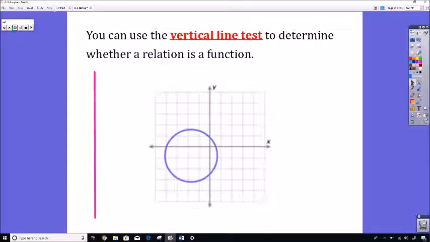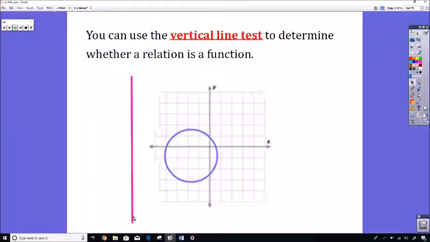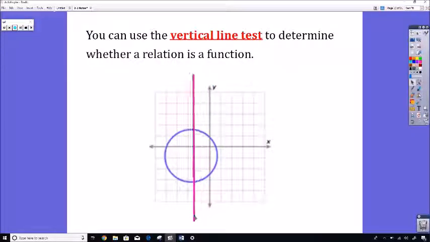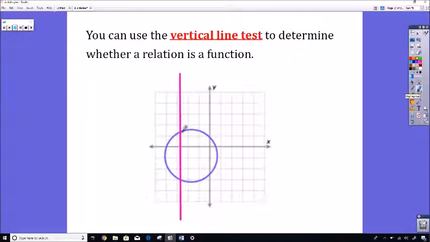We have this graph, which is a circle, and here's my vertical line. We're going to move it across this graph, and we're looking, does it ever touch 2 points at the same time? Well, notice, yes, it does. It's touching that point, and that point of the circle. So we say the vertical line test fails. So no, this is not a function.